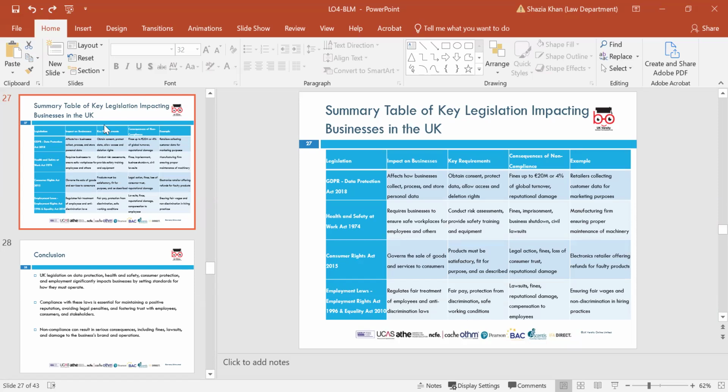We looked at the Consumer Rights Act 2015 and the impact on businesses, the key requirements, consequences of non-compliance, and an example. And then we looked at employment law and how it regulates fair treatment of employees, no forms of discrimination, and the Equality Act.